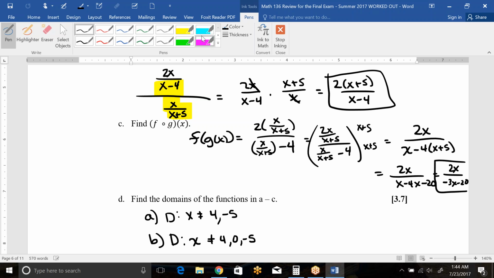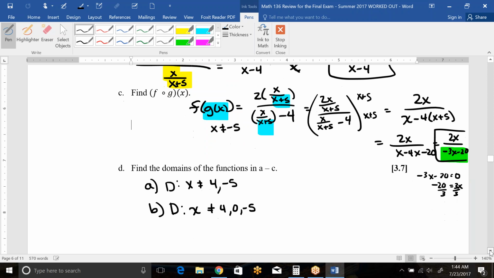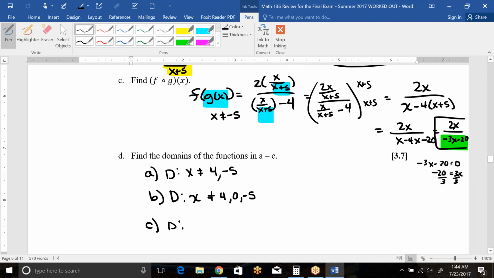And then for composition, we have to look at the restriction of the inside function, which is this part right here. Or you could look at the bottom of this fraction as well. So that means that x can't equal negative 5. And we also have to look at the ending result, which is the negative 3x minus 20. So we would set that equal to 0. Add the 3x over, divide by 3. So negative 20 over 3. So for part C, the domain is that x cannot be negative 20 over 3 and negative 5.